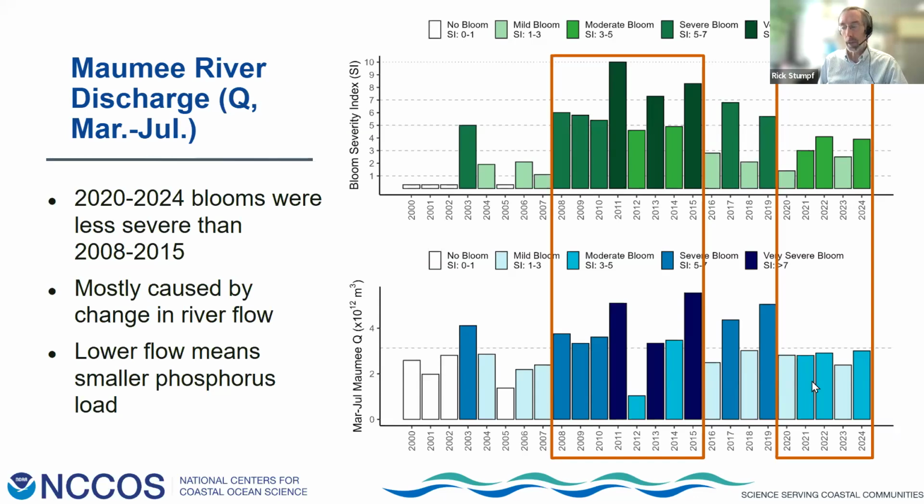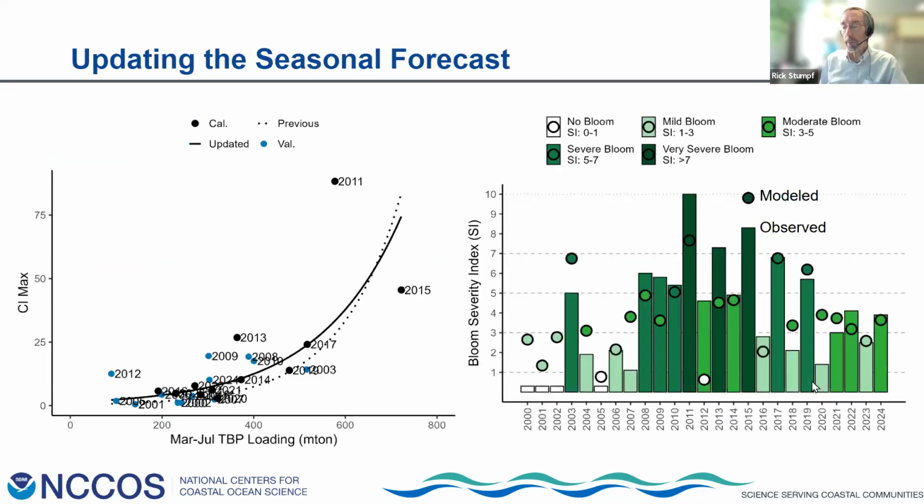So if we go back to higher than average flows, then until we get the phosphorus going into the river down, we will very likely go back to those sorts of blooms. So this is a cautionary note: with these changes, we have to keep in mind the influence of weather and river flow on these concentrations.